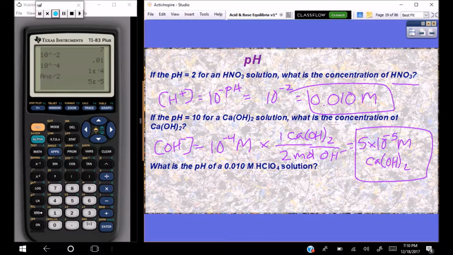Last one's easy. You've got this one on your own. What is the pH of 0.010 molar perchloric acid?